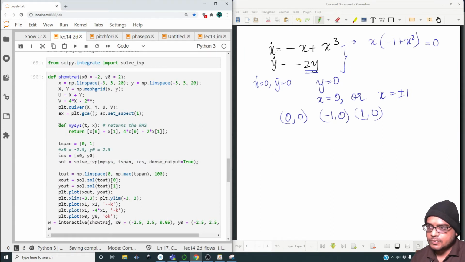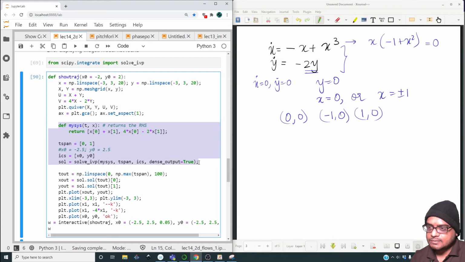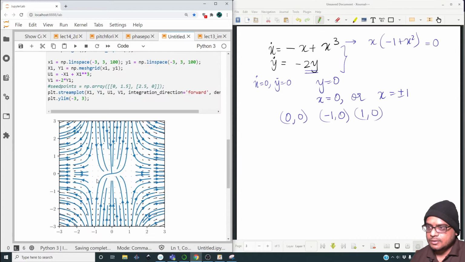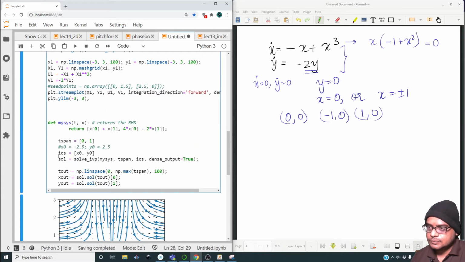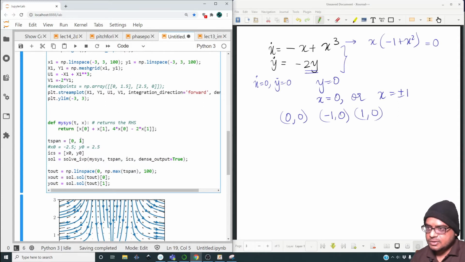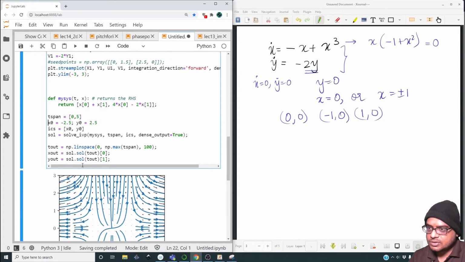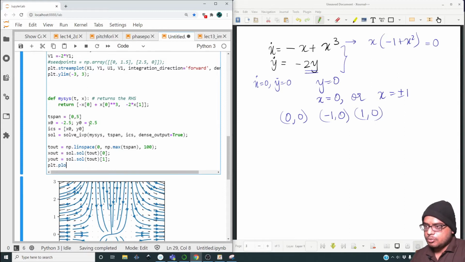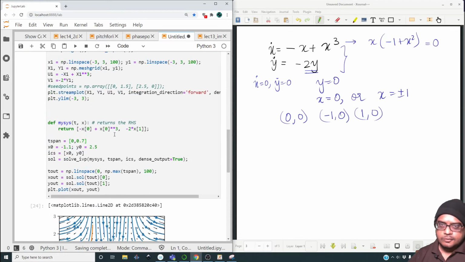Okay, so we need this. All right. So let us take that, and the t-span is going from say 0 to 5. The initial points, let us keep this. We have to change the function, so it will be minus x plus x cubed. So it is minus x naught plus x naught cubed, and this will be minus 2y, and this is already set to minus 2y. So plt.plot(x_out, y_out). Okay, so we have written down the code.